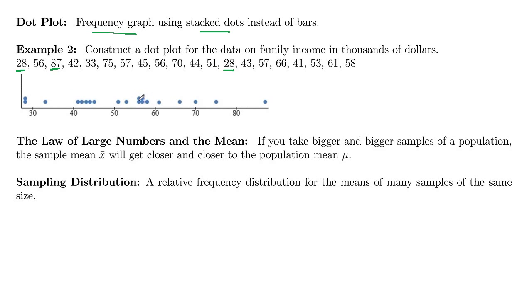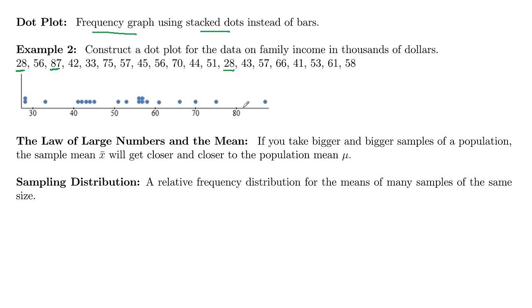55 and 56. Yeah, 55 and 56 had frequencies of 2. Everything else had a frequency of 1. Notice this data is pretty spread out. We've got lots of gaps in the data. And it's really hard to tell a shape of a distribution with this smaller set of data.